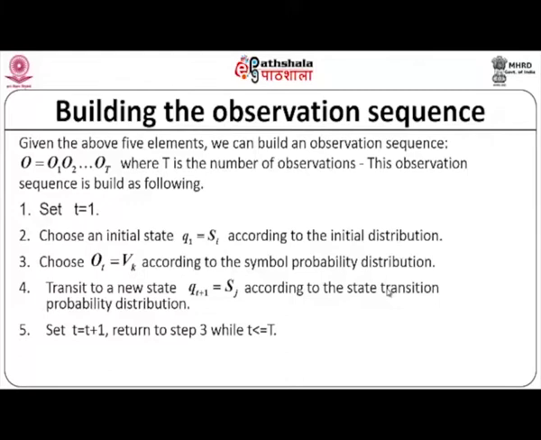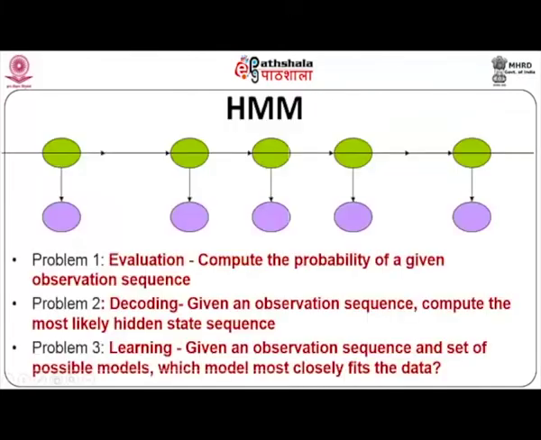Then you have to transit to a new state Sj according to the state transition probability, and then you set t equal to t plus 1 and go back and find out which is the next observation according to the symbol probability distribution, and then you keep going, which is the next state and so on, till t is less than or equal to capital T, which is the number of observations. So, this is basically building an observation sequence. So, here we assume we know everything, so we can build the sequence. We have discussed this a little bit with a small urn example in the previous module.